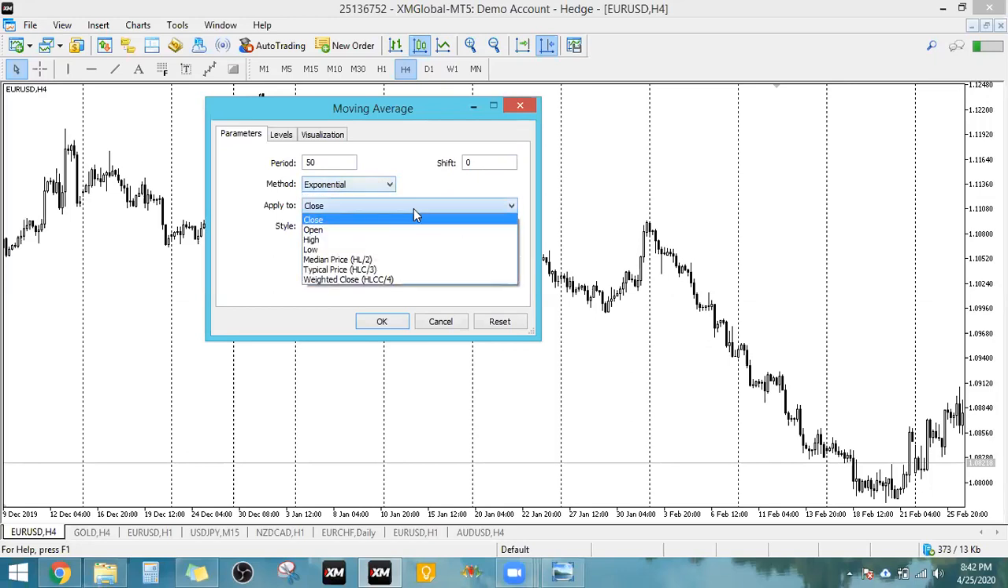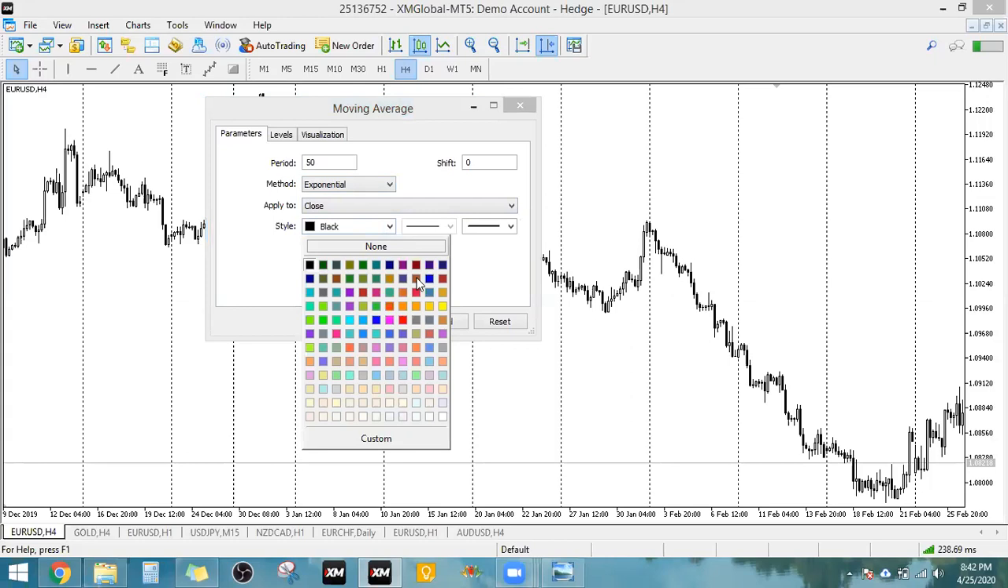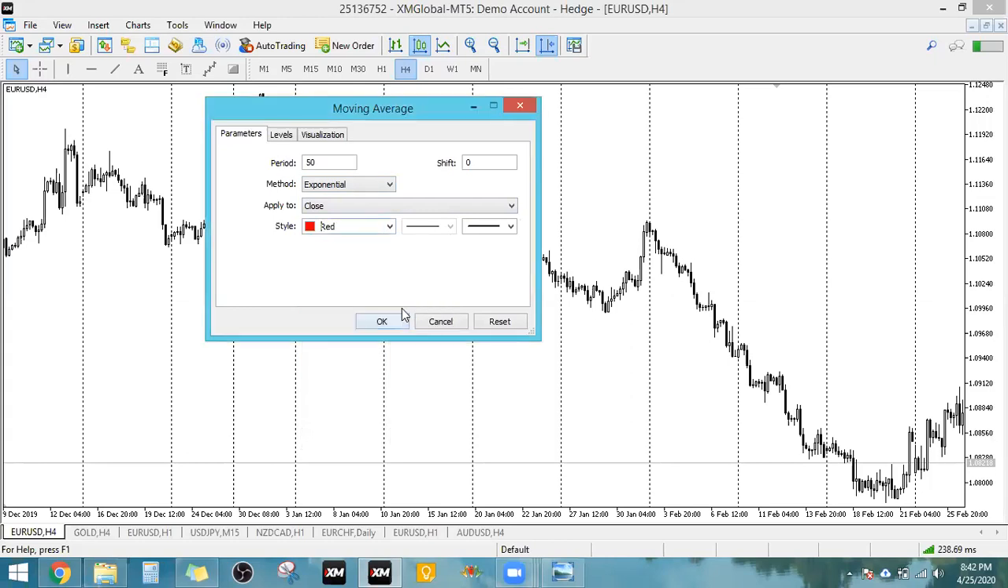And then apply to what? Basically, tinatanong nito, ano yung ina-average niya? The closing price, the high, the low, the opening price, etc., etc. Most of the time, it's just the closing price, so let's stick to that as well. And then from there, you can change a couple of things about your line. For example, I want the color of this 50 moving average to be red, and then you can change the thickness of the line. And then after that, you click OK.